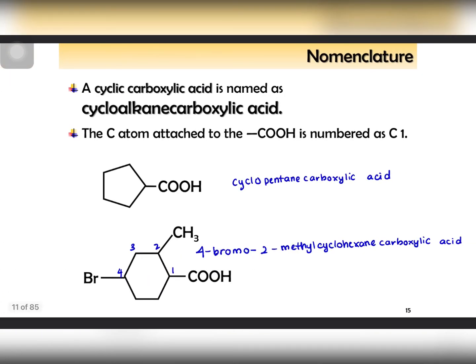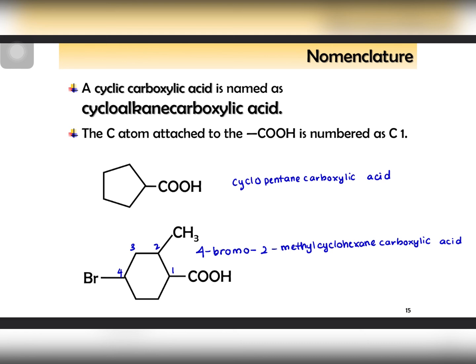Alright, so next example. So kalau ada cyclic carboxylic acid, kita akan namakan dia cycloalkane. So alkane ni depends on the alkane tu lah. Kalau 5 carbon, cyclopentane carboxylic acid. Kalau 4 carbon, cyclobutane carboxylic acid. So the carbon atom attached to the COOH akan jadi carbon 1. So ini carbon 1 lah. And kalau ada for this example, this one is cyclopentane carboxylic acid.